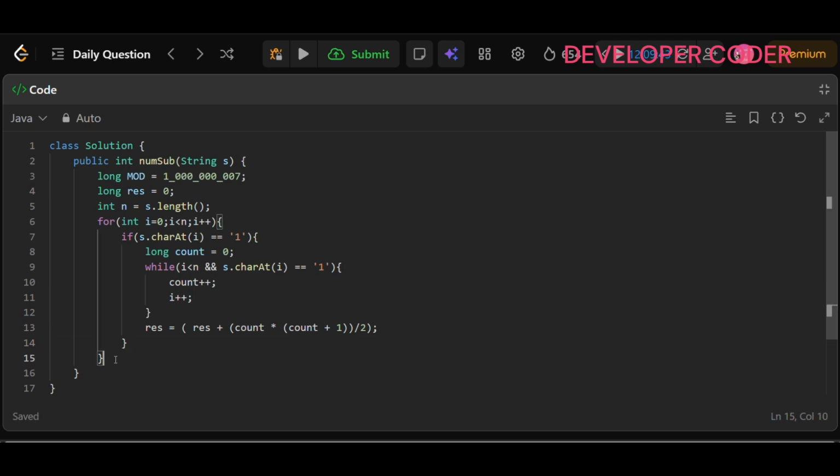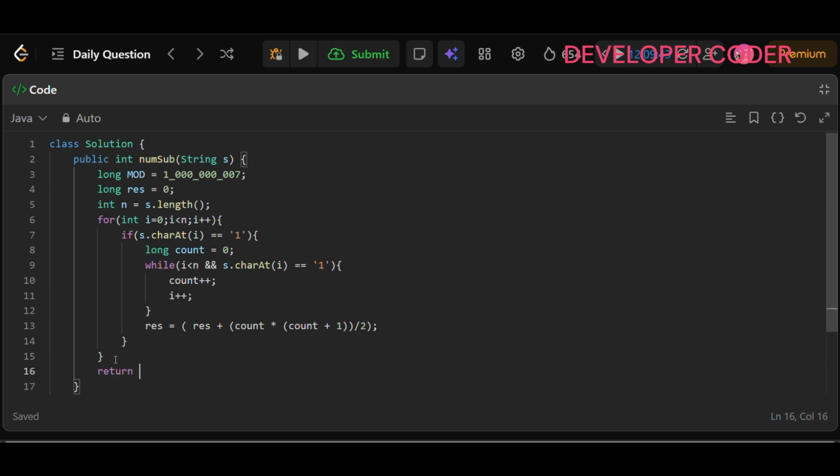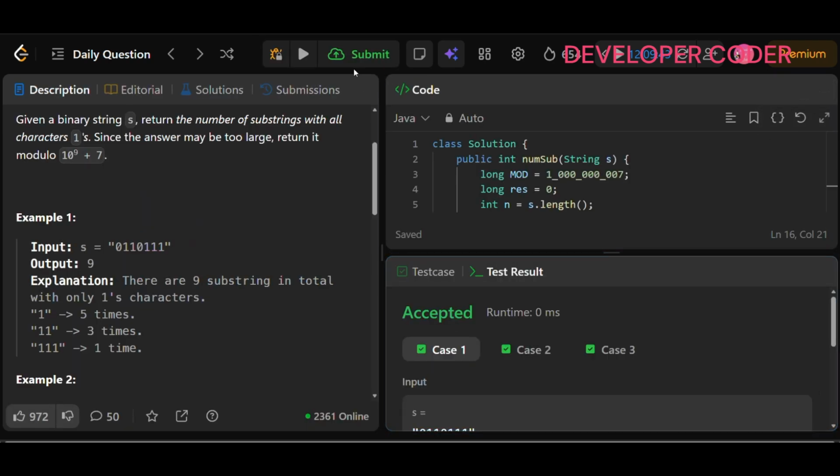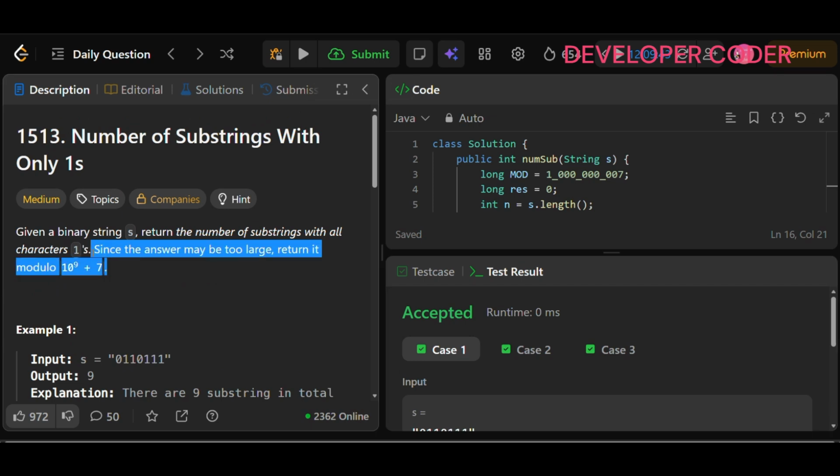And here I'm just going to return the result, and since the return type is int, we have to change this to int. But now we will get some error. Let me first run it. See, all the test cases have been accepted. Now we will see some error.